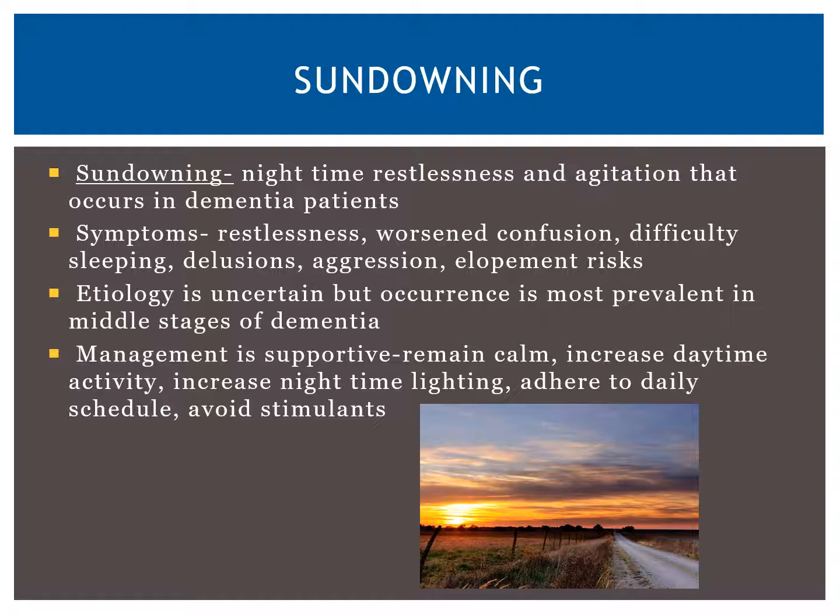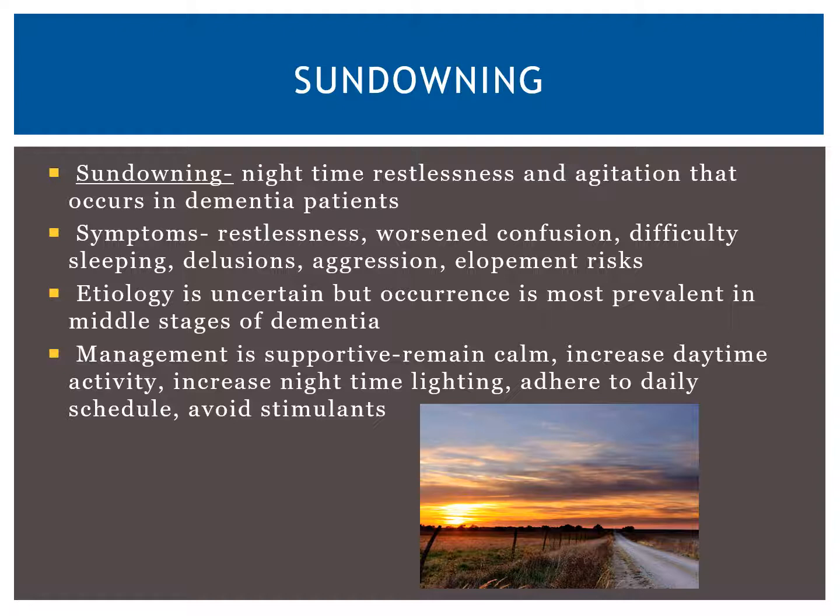And to review the slide there, it just defines exactly what it is, that it's a nighttime restlessness and agitation that occurs in dementia patients. The symptoms typically consist of restlessness, worsened confusion, difficulty sleeping, delusions, aggressive behavior, and the elopement risk, or the risk of the person trying to leave their environment, increases. The etiology, again, we touched on was that it's most prevalent in the evening hours, and it does seem to occur with a higher frequency of folks in the middle stages of dementia.